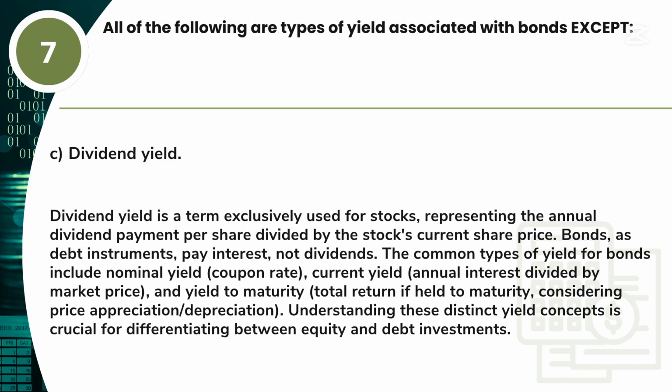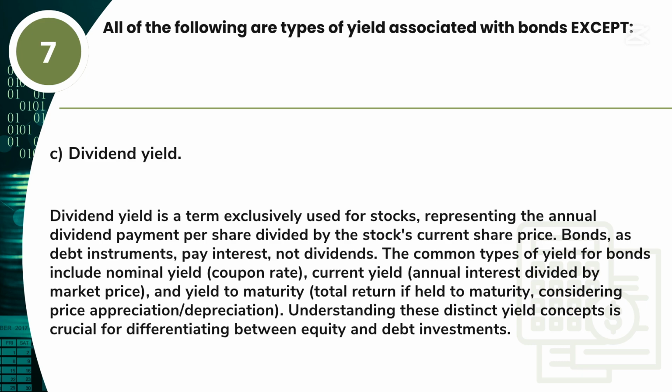Answer: C. Dividend yield. Dividend yield is a term exclusively used for stocks, representing the annual dividend payment per share divided by the stock's current share price. Bonds, as debt instruments, pay interest, not dividends.